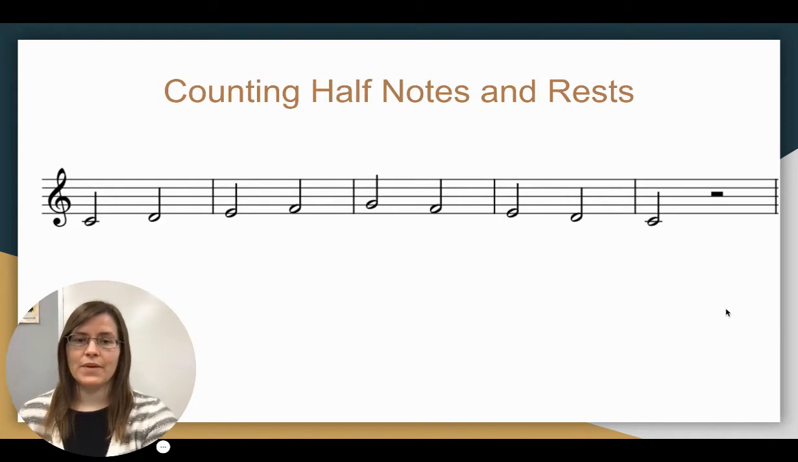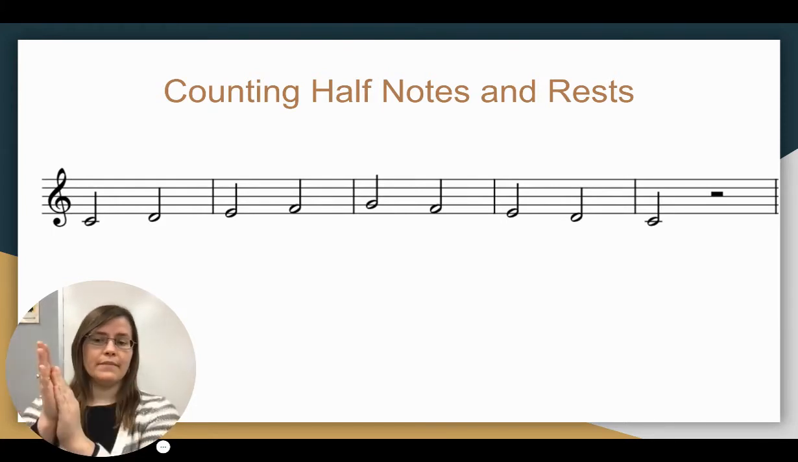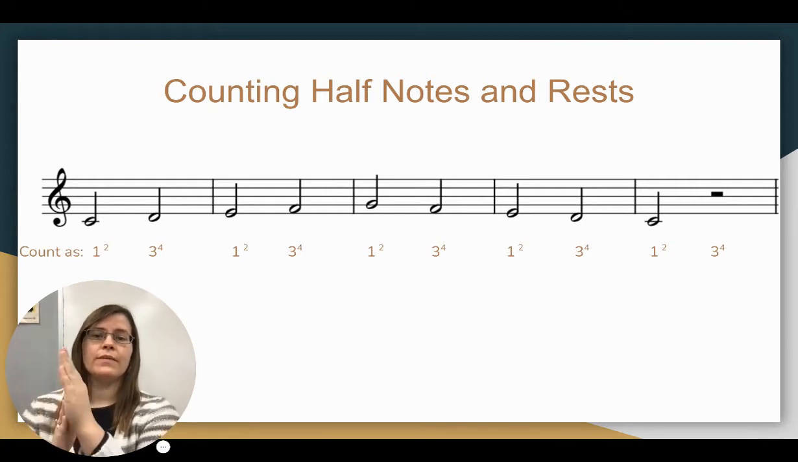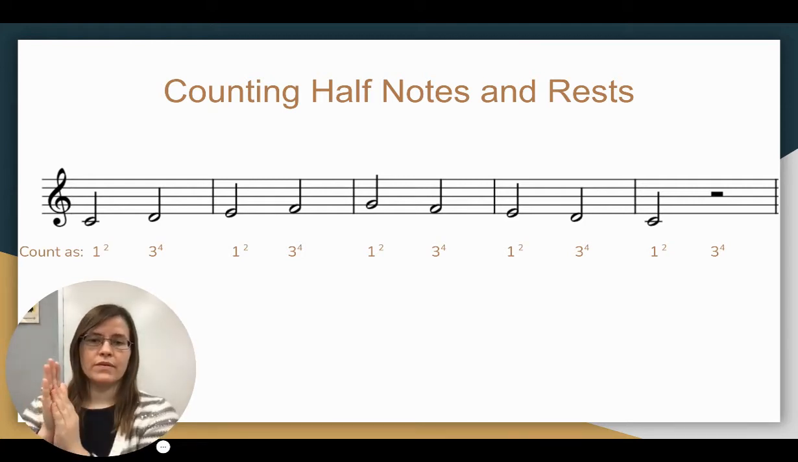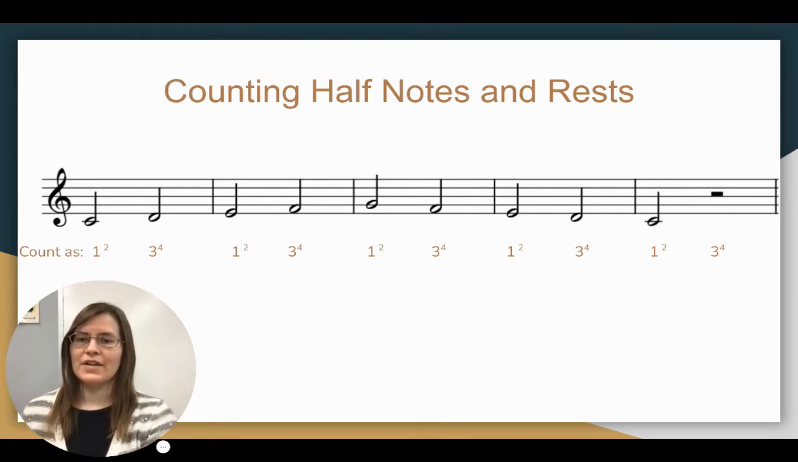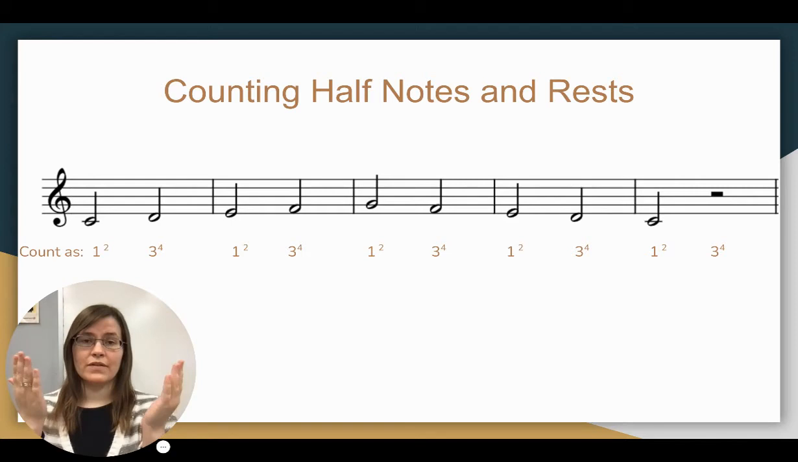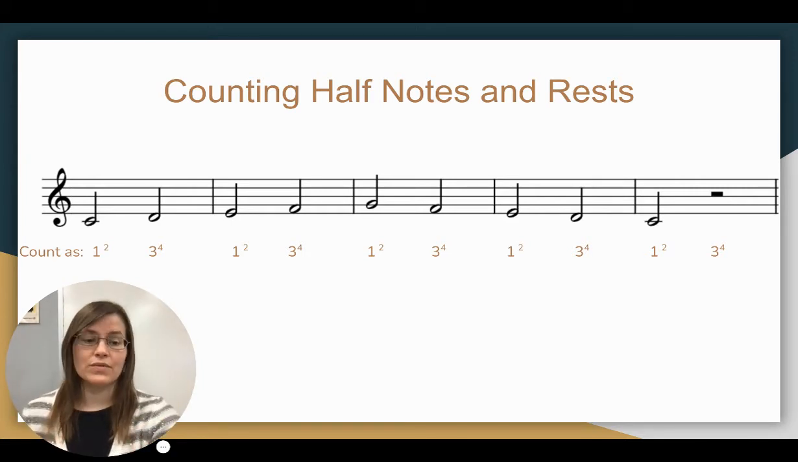Let's take a look at the half notes and rests. For these, because it only gets 2 beats, you would clap, drag just once, and then re-clap again. So we are going to go 1, 2, 3, 4. 1, 2, 3, 4. Do it with me. Ready? Go. 1, 2, 3, 4. 1, 2, 3, 4. The last one is the rest, so don't clap on 3.